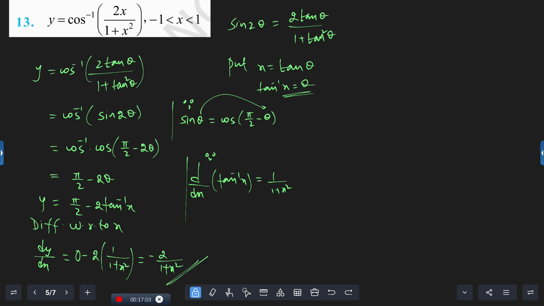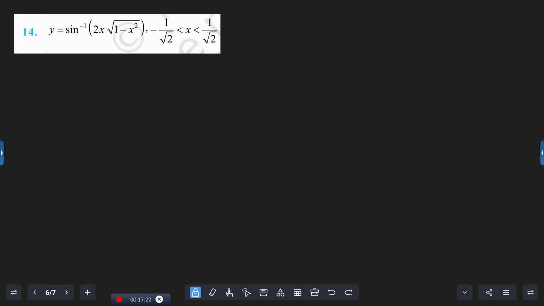See the same format. In inverse trigonometry, I am using a unique format: just applying the formula, cancelling the inverse and normal function, then 2 theta or 3 theta something will be coming. Theta you have to replace, then you have to differentiate, and you will get the answer. Okay. Next 2 more questions, we will complete this exercise. Just listen, 2 more questions.